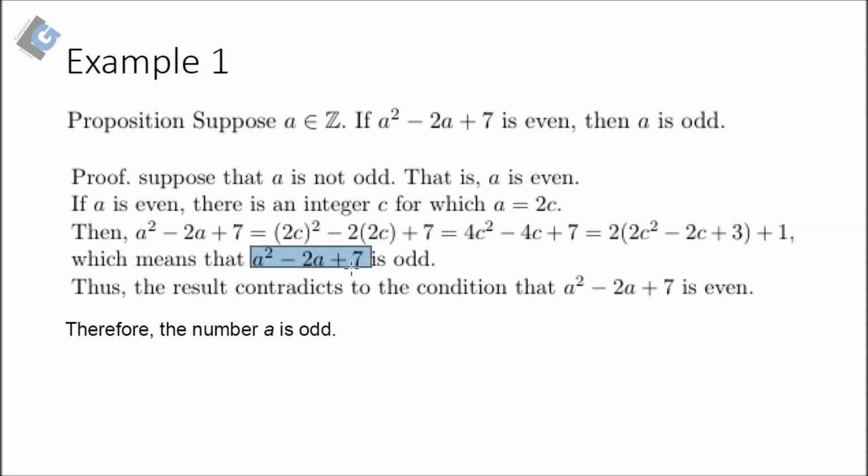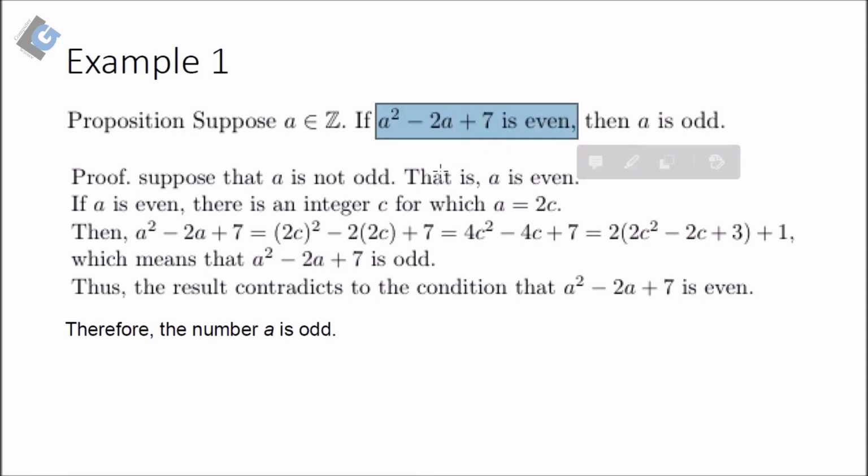So this result contradicts the condition. We know a to the power of 2 minus 2 multiply a plus 7 is an even number, so these two contradict each other. Therefore, the assumption was wrong, which means that the number a is an odd number. We prove it.